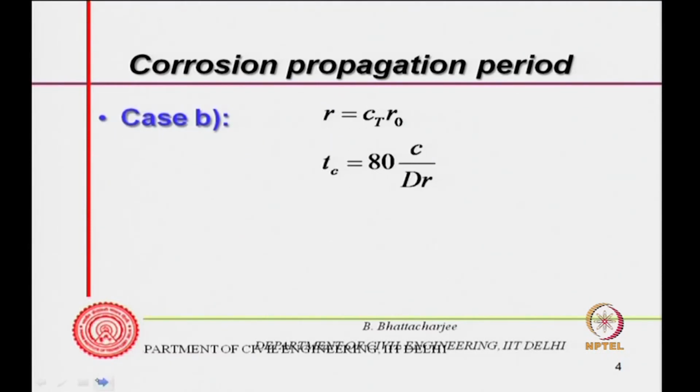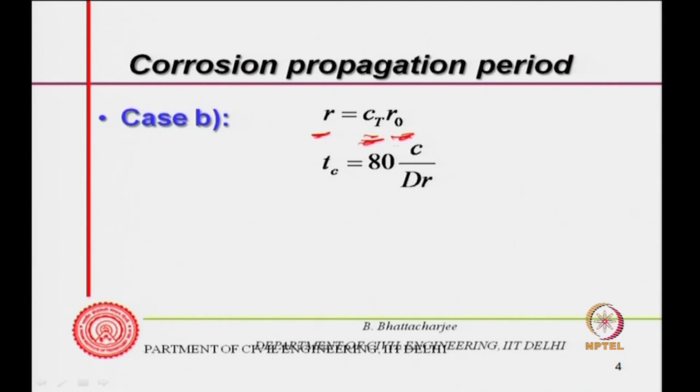Case B was related to delamination, and in this the rate can be related to C T into R 0. In fact, this is empirical. This rate can be found out for any case, all of the three cases, and C T is a factor for temperature. We will look into this. So, what are the values of C T? R 0 is the reference corrosion rate.